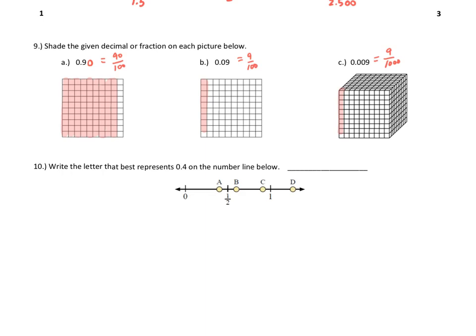It says, write the letter that best represents 4/10 on the number line below. So I'm going to change 1/2 to 0 and 5/10, because 5/10 is the decimal equivalent for 1/2. So that makes this a fairly easy problem because 4/10 is smaller than 5/10. So the only one that would make sense would be A as 4/10. So the answer is A.